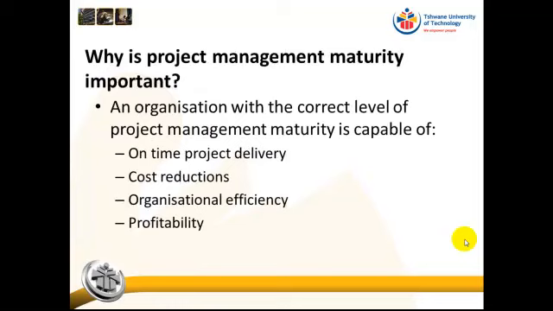So why is project management maturity important? If you are at the correct level of project management maturity, you are capable of on-time project delivery. You can ensure cost reductions. You will have organizational efficiency, and this will lead to profitability.